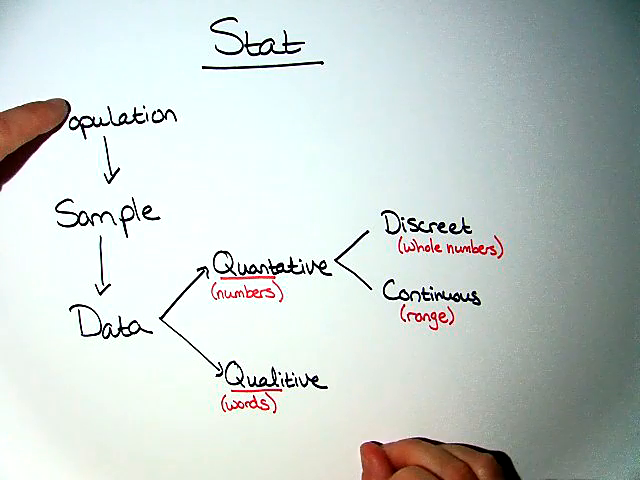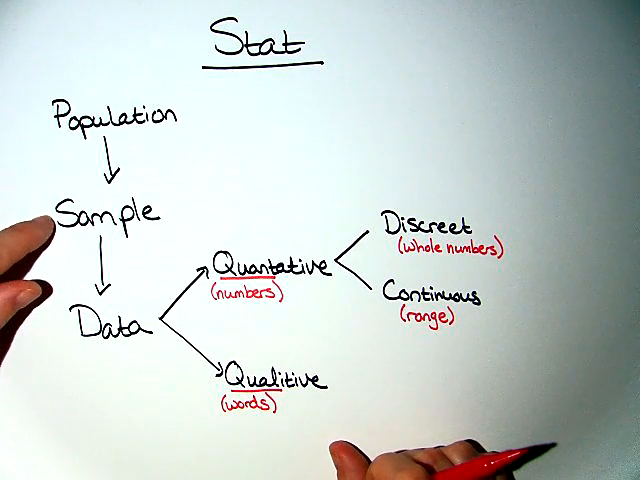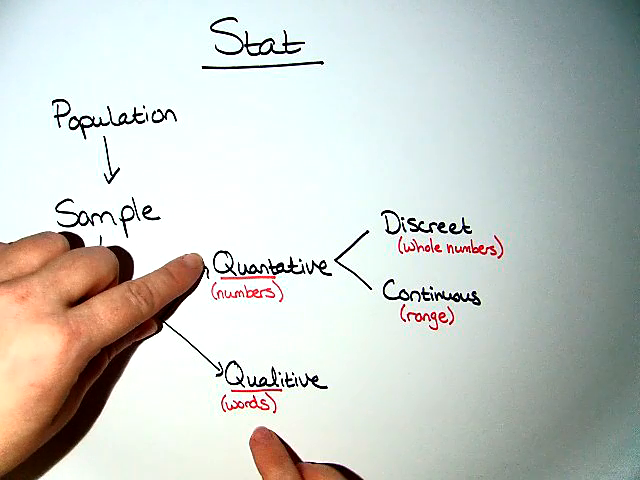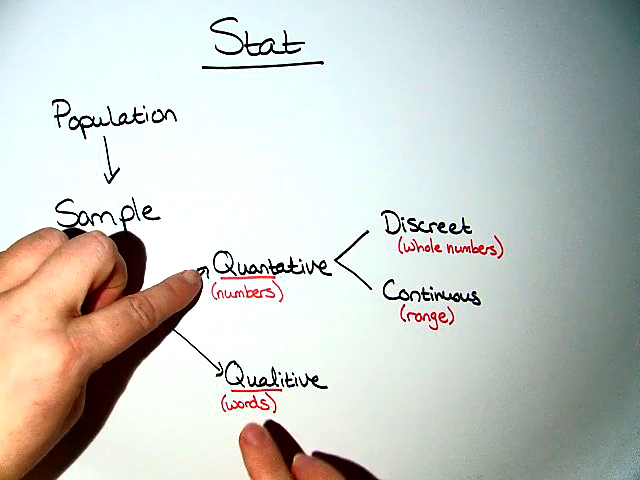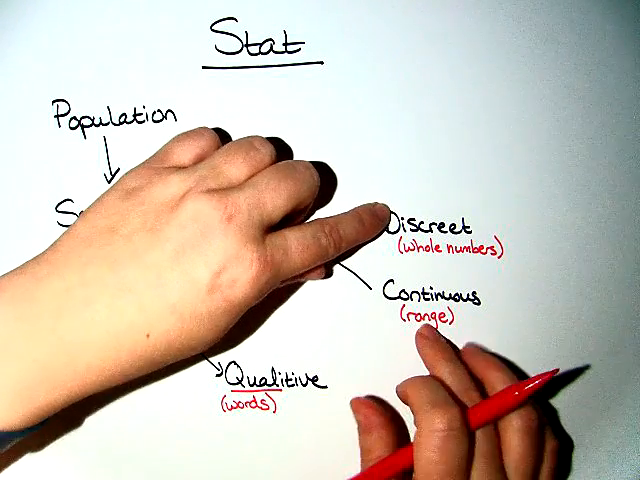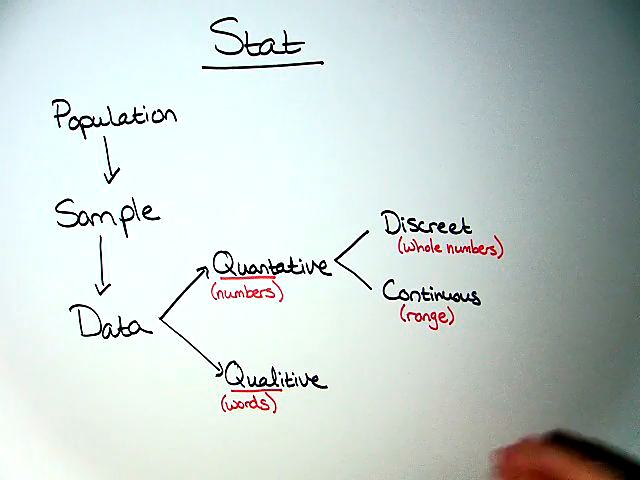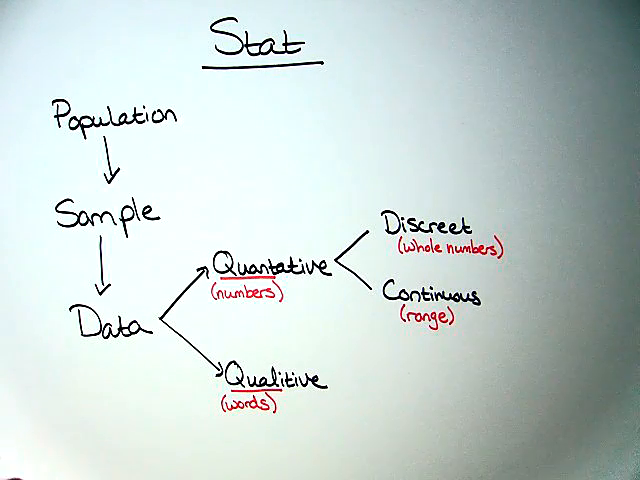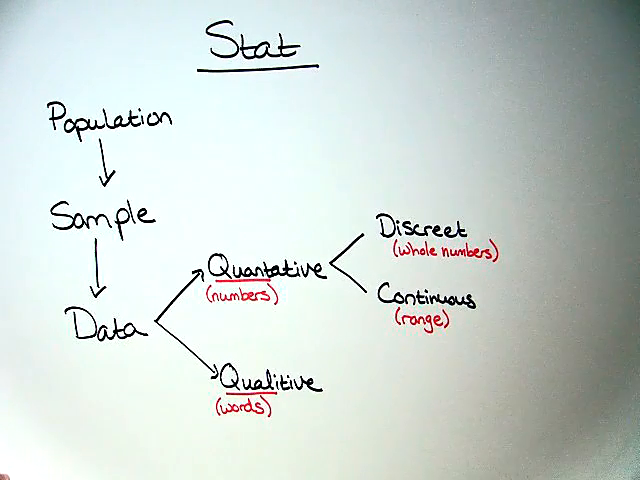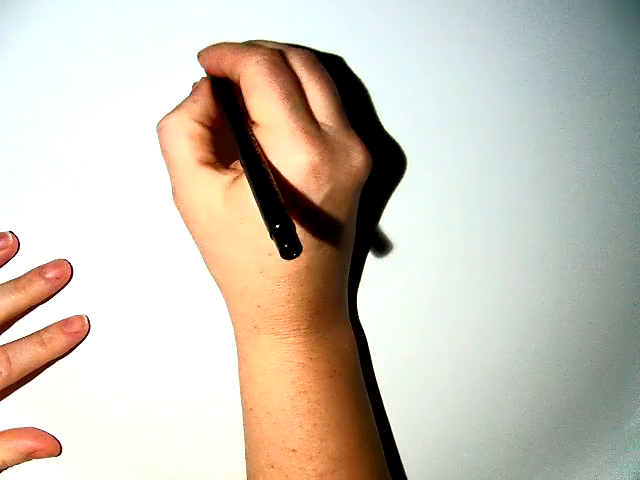So you've got a large population from where you get a sample. Your sample gives you data. That data can either be numbers or words, quantitative or qualitative, and if it is numbers, it falls as either discrete or continuous. And this is something dealing with the vocabulary for statistics. So now, let's go ahead and make it a little bit more interesting. We are now going to look at averages.